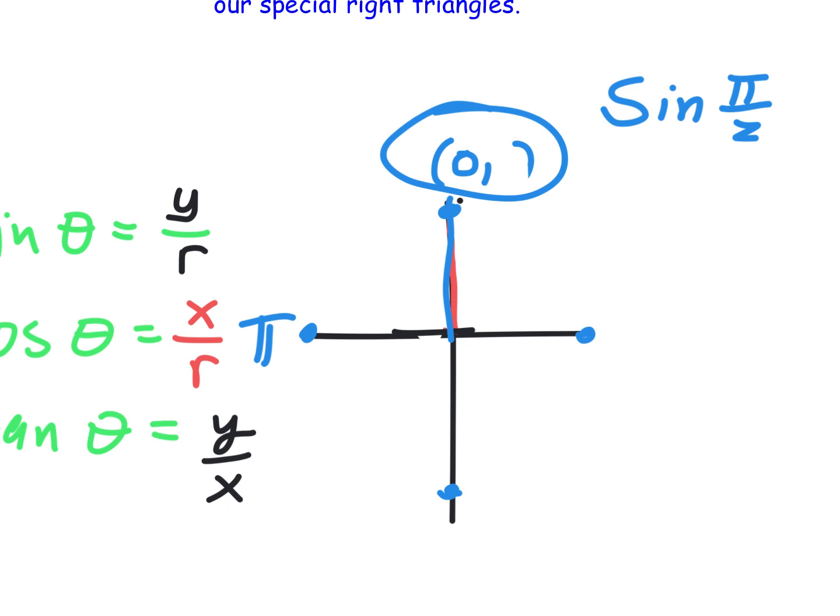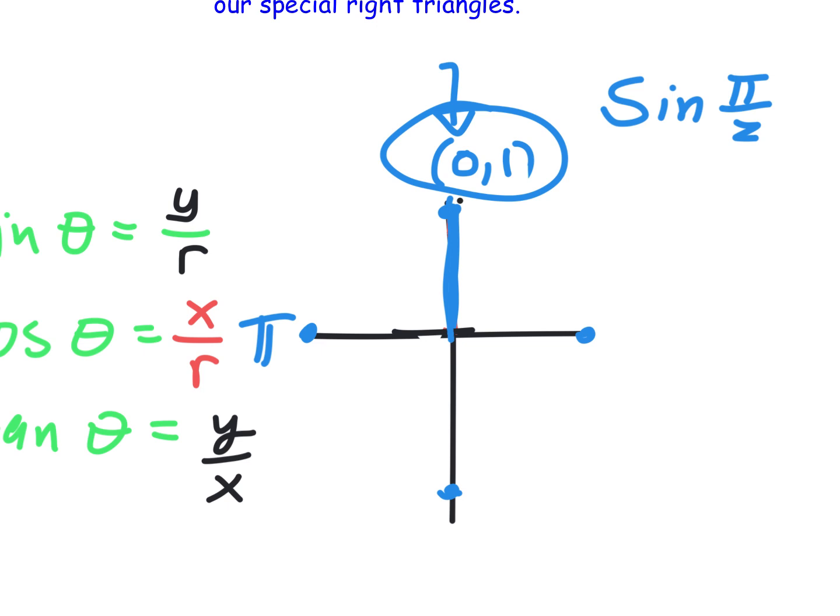So should this spot right here be 1, 0 or 0, 1? Don't overthink it. 0, 1. So if you don't know how long this is, say it's 1. You know why? Because it's the easiest number to work with. And I've said this word a few times, the unit circle has a radius of 1. So do it like the unit circle. All right, so that spot is 0, 1.